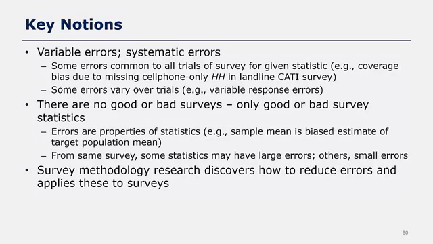Some errors are common to all of them. Some errors vary over trials. That would be the variable response error. Mind you, there are no good or bad surveys. There's only a good or bad survey statistic. So the errors are a property of a statistic. So for a single variable or a model, a particular estimate, a mean, a proportion, or a regression coefficient, for example. That means that you can have for the same survey some statistics with a large error and others with a very small error. Survey methodology is the science of discovering how to reduce those errors and how all of these apply to surveys.